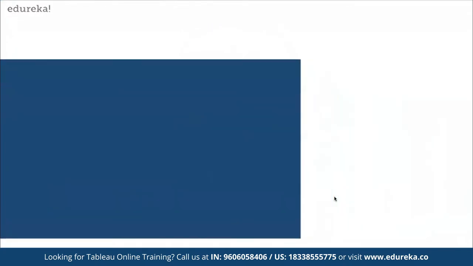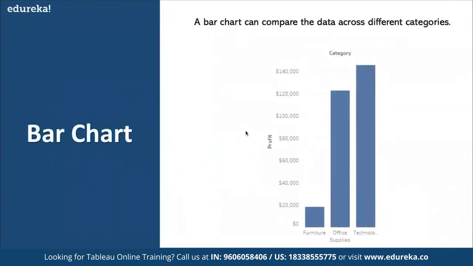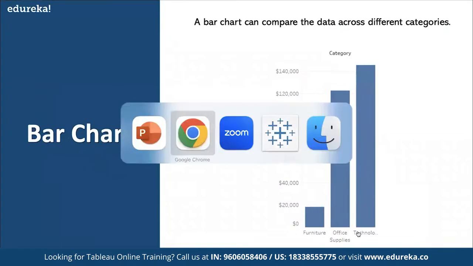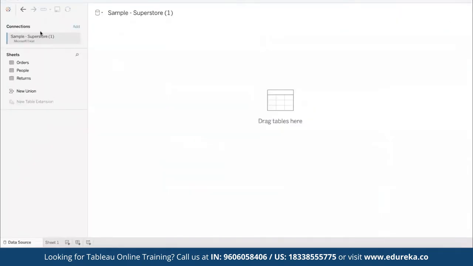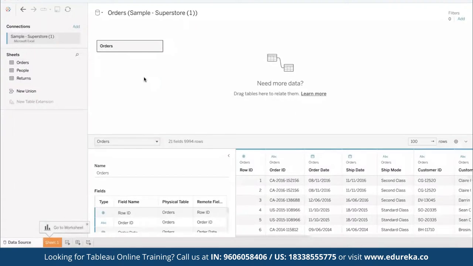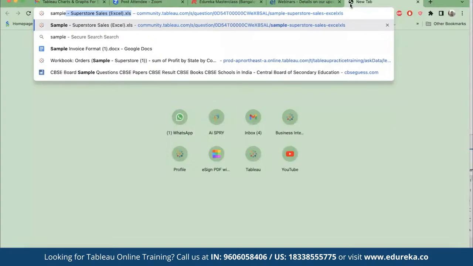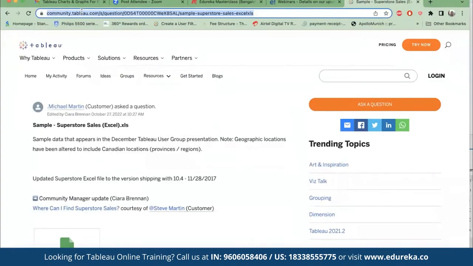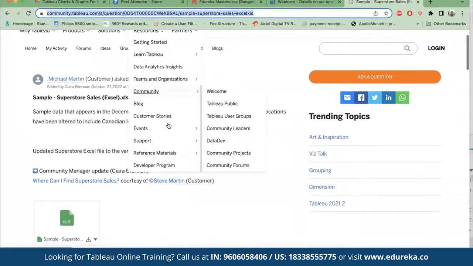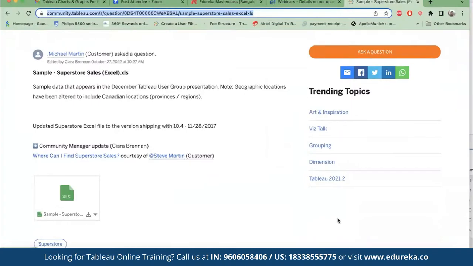Now let's get into the hands-on part where we'll see how to create different graphs. So here is a simple bar graph that can compare data across different categories. In Tableau, first thing is we need to connect to the data. I'm connected to one particular data source called sample superstore. This comes inbuilt in Tableau and it's also easily available on the internet. If you do a Google search for sample superstore Excel file, you will find this link on community.tableau.com, which you can download.